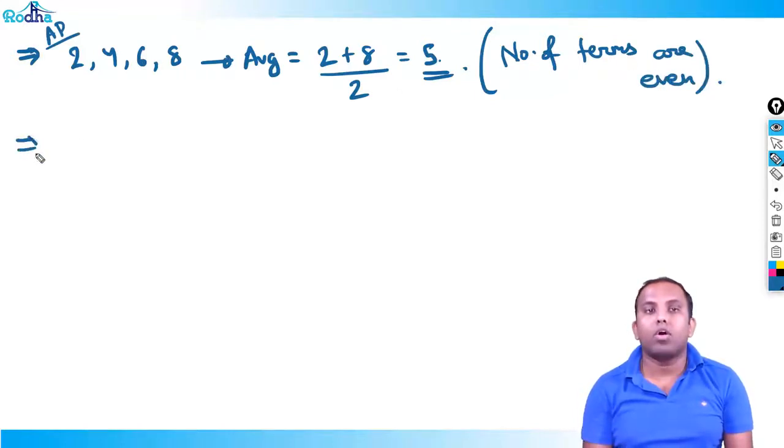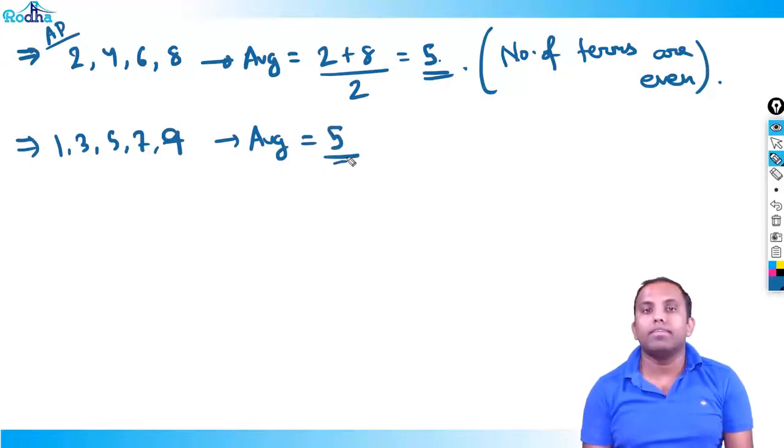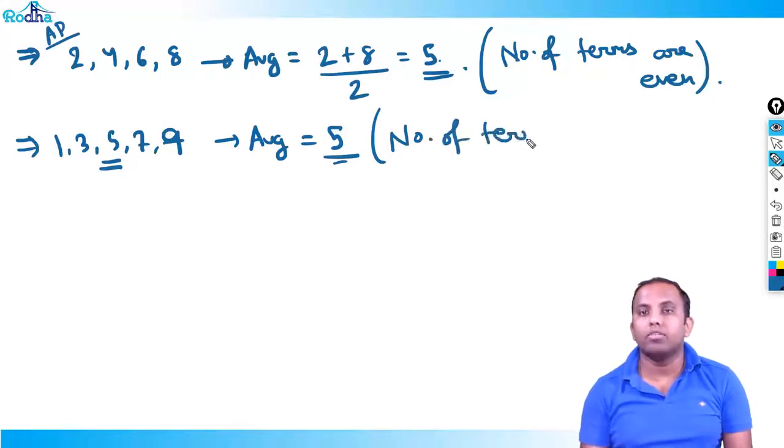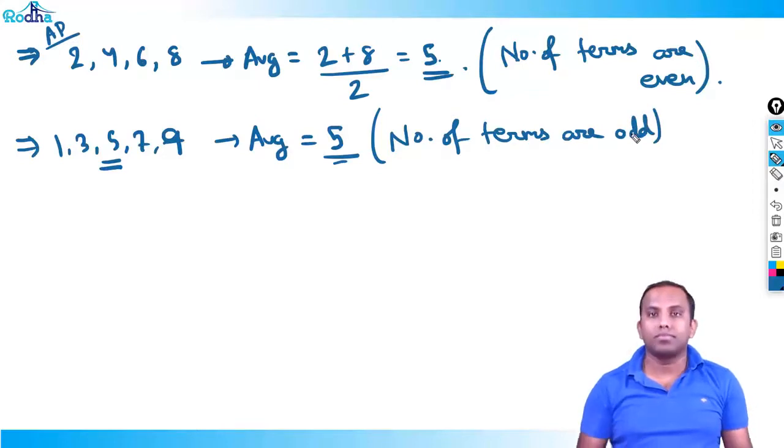When the number of terms is odd, like 1, 3, 5, 7, 9, what is the average? The average is 5, which is a part of the series, right? Since the number of terms is odd, the average will be a part of the series. When it is even, it will not be a part of the series, right? It's just the average of the two middle terms.